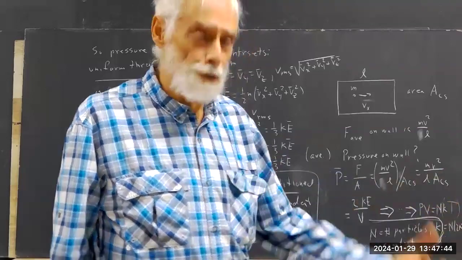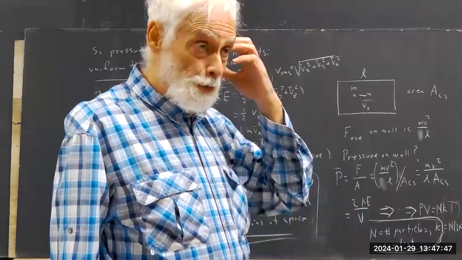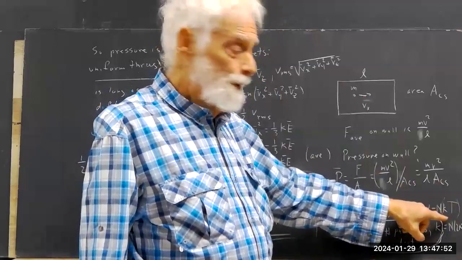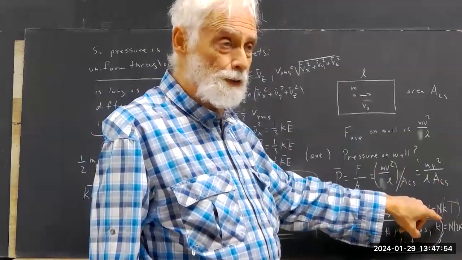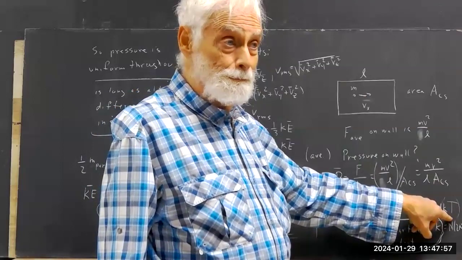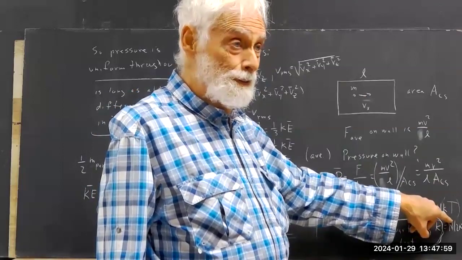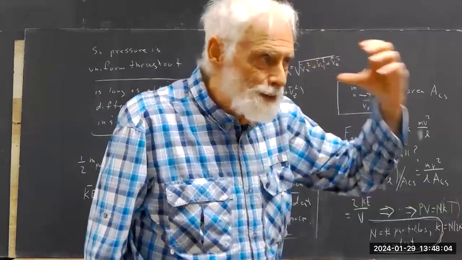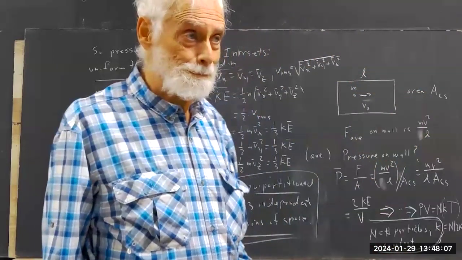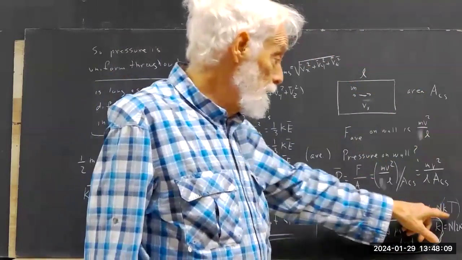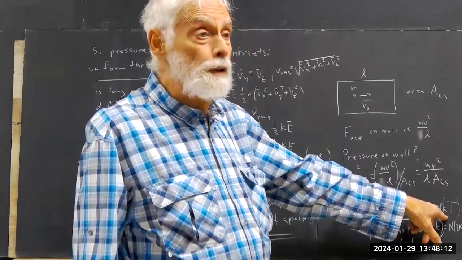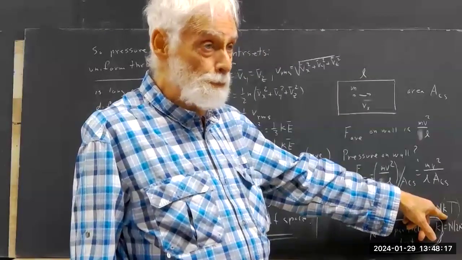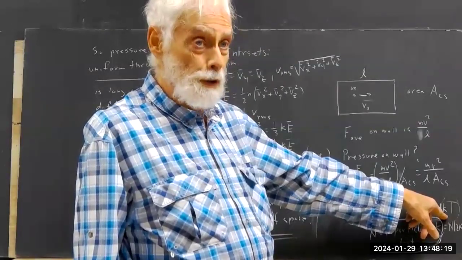Avogadro's number is the number of particles in a mole. So if you divide R by Avogadro's number, you get k. So big N times k is the same as little n times R. Number of moles times R is the number of particles times k. Therefore, k is R divided by Avogadro's number. It's 1.38 times 10 to the negative 23rd joules per particle Kelvin. R is 8.31 joules per mole Kelvin.